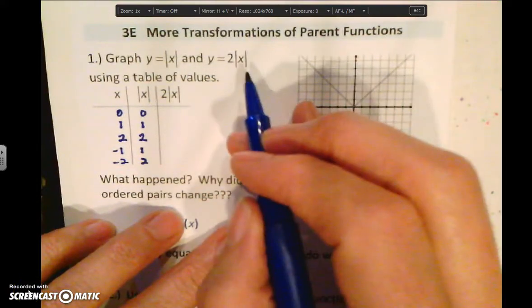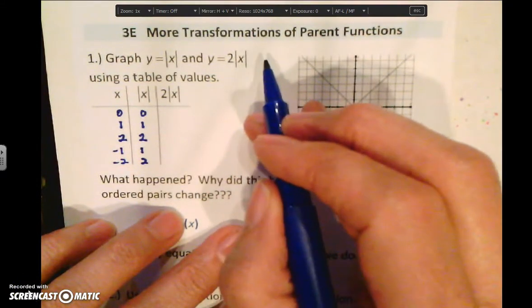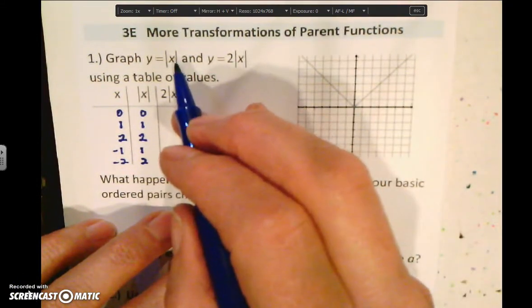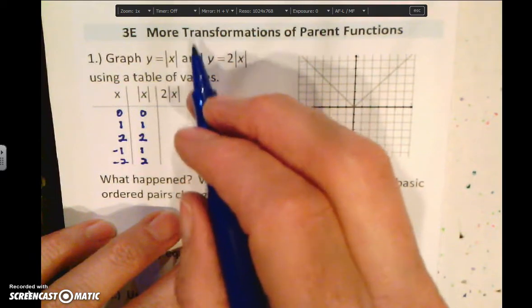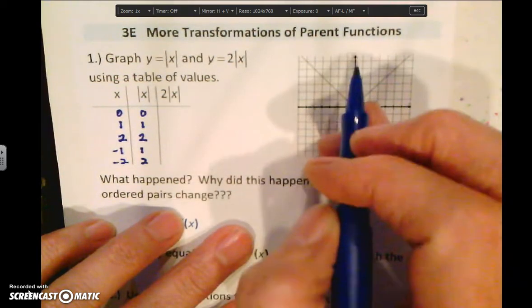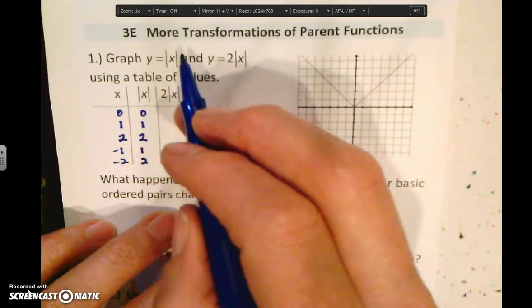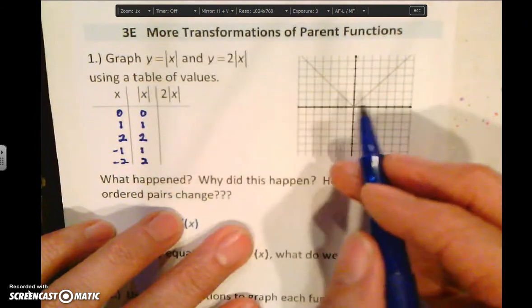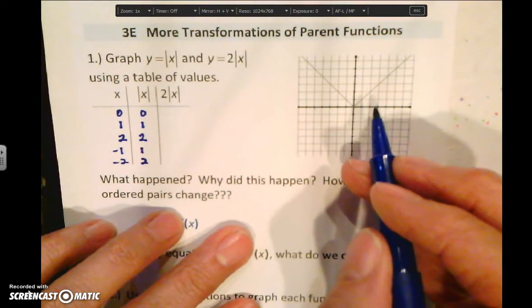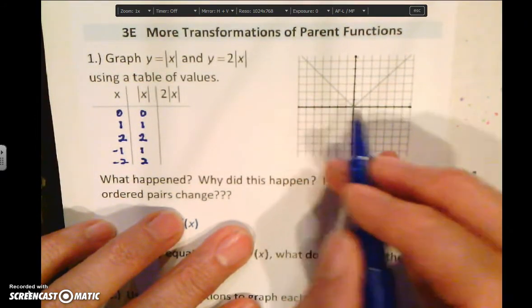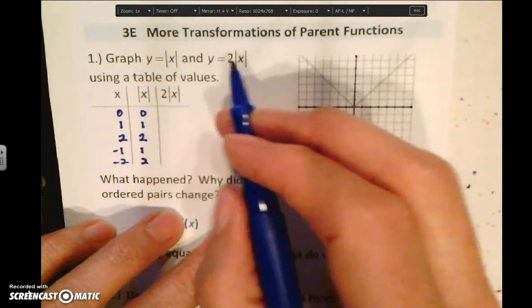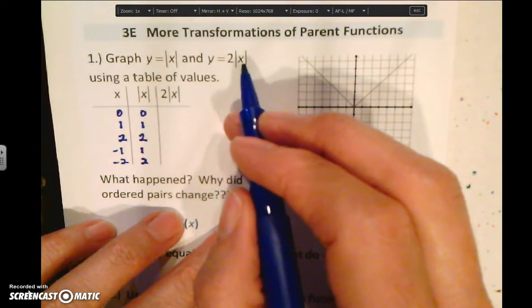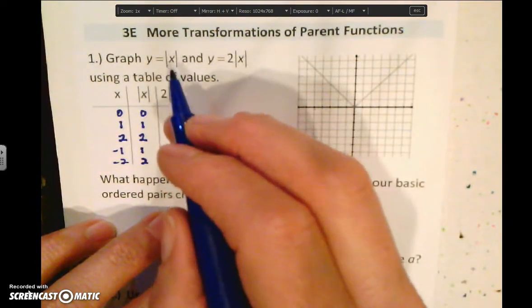In our last set of notes, we learned how if we had a number added after a parent function, it moved the graph up and down. And if we had one added or subtracted inside, it moved our graph left or right. So that moved it around. So today we're going to ask what happens when we multiply a number times our parent function.